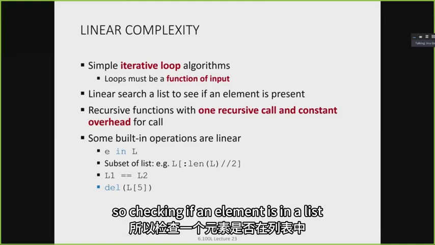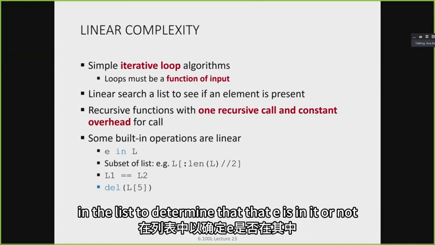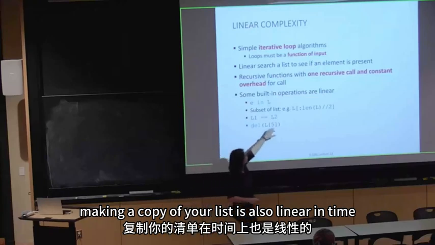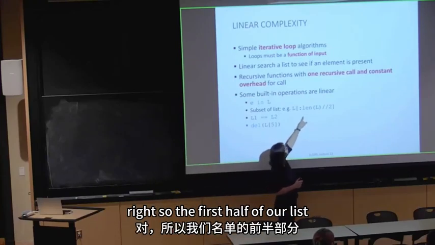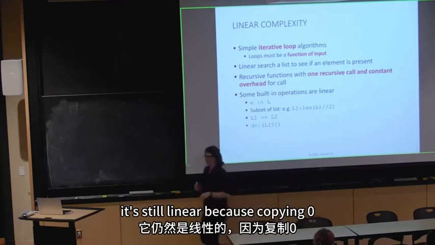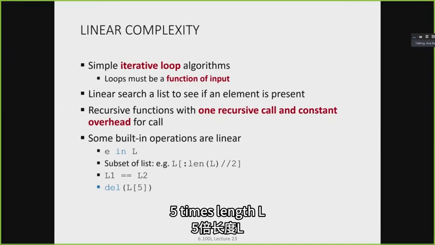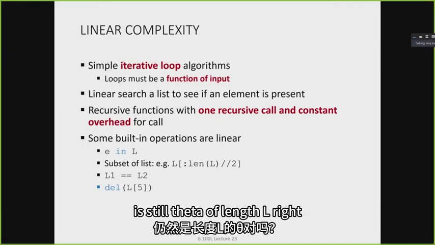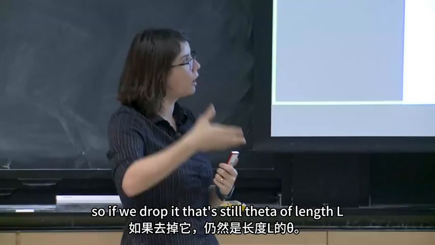Okay? So checking if an element is in a list obviously is linear, because you have to look at each element in the list to determine whether e is in it or not. Making a copy of your list is also linear in time. Even though we're making a copy of half of our list, the first half, it's still linear, because copying 0.5 times length L is still theta of length L, right? That multiplicative constant on the front of our length L is 0.5. So if we drop it, that's still theta of length L.